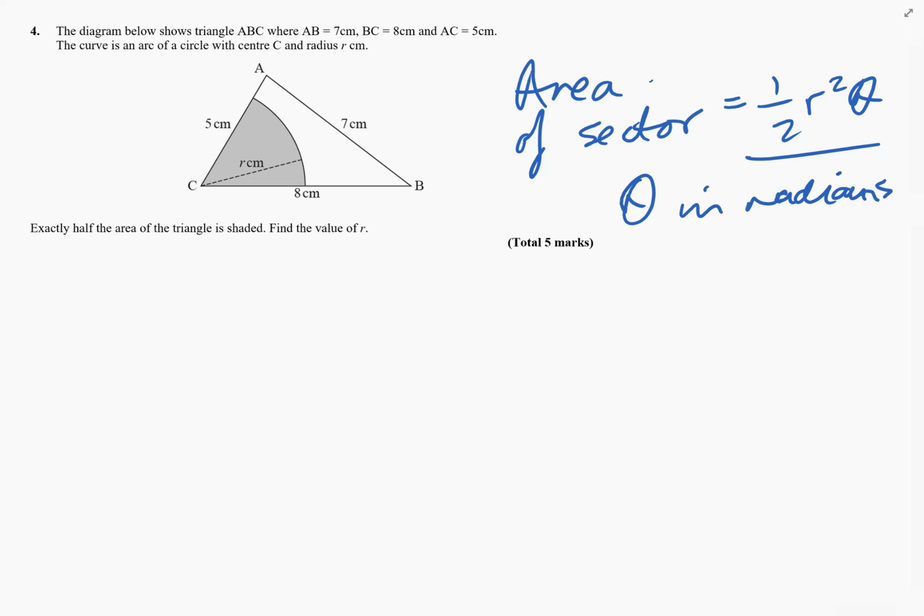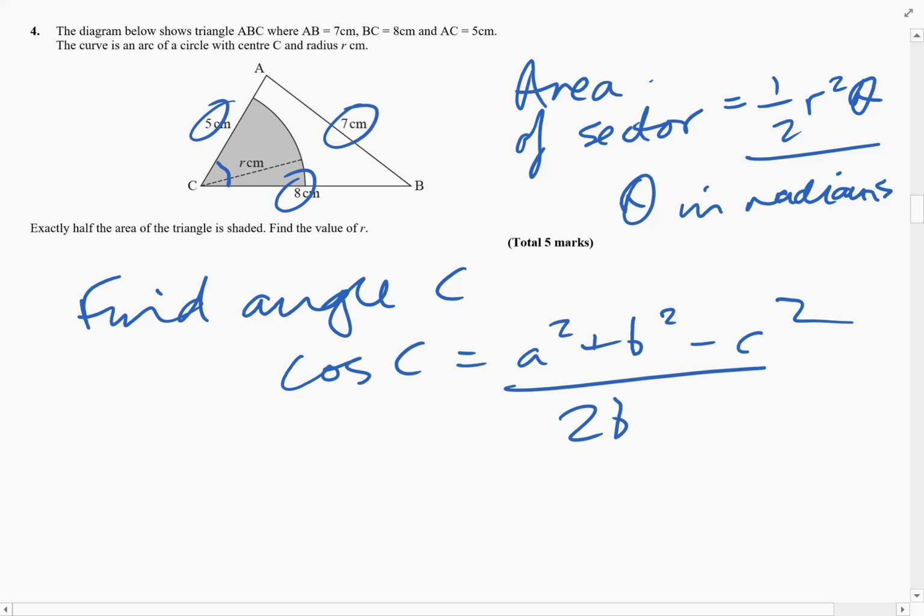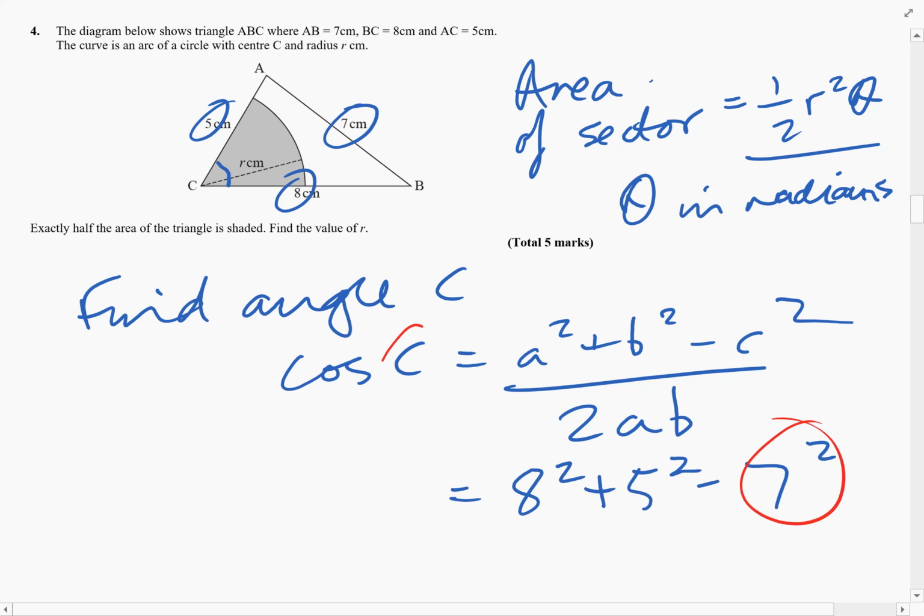Okay, so the way I would do this, I would find the angle here. So find angle C first. Now you've got three sides and you're trying to find an angle, so you want to use the cosine rule. So cos C is a squared plus b squared minus c squared over 2ab. 8 squared plus 5 squared minus 7 squared. The important thing is that you remember the thing that goes here has to be the side opposite the angle you're finding, and then you divide that by 2 times 8 times 5.